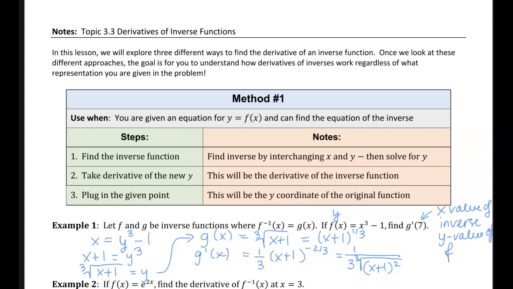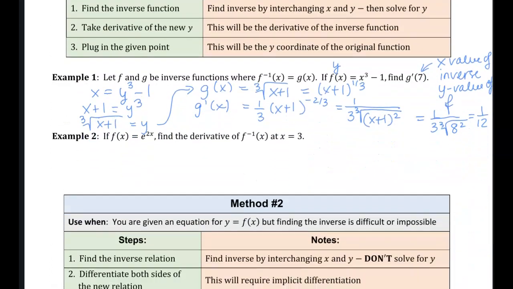So when we're plugging in 7 over here, we have 7 plus 1. That's 8. So we have 1/3 times the cube root of 8 squared. And the cube root of 8 is actually 2. 2 squared is equal to 4. So this is equal to 1/12.